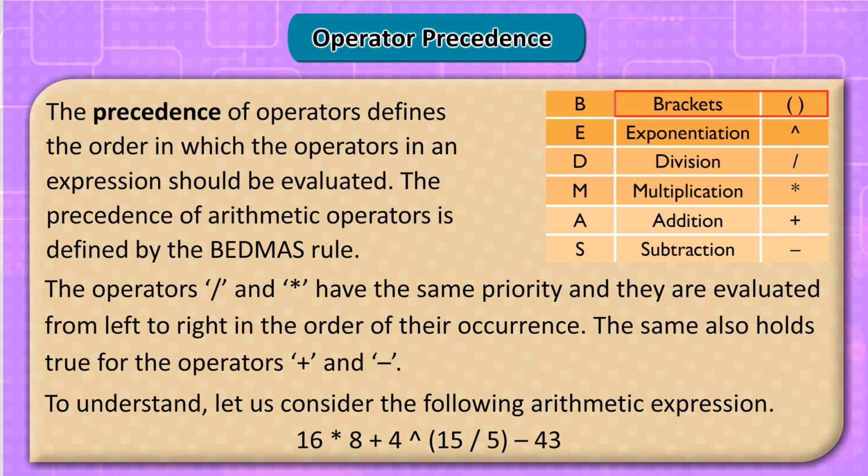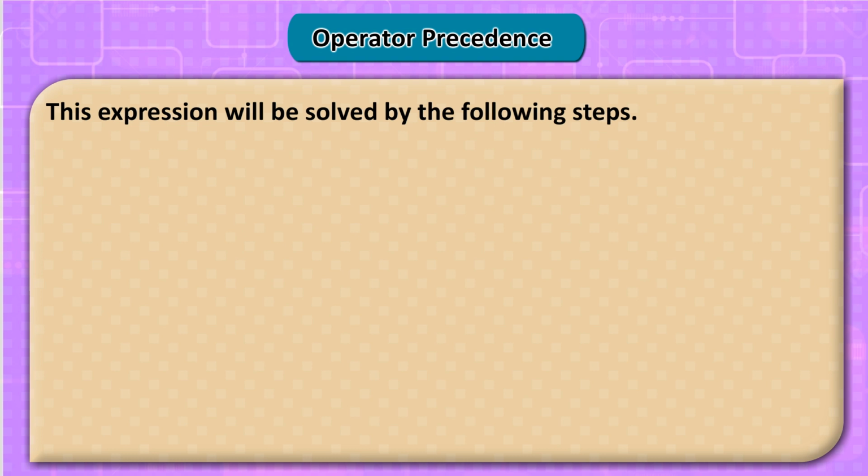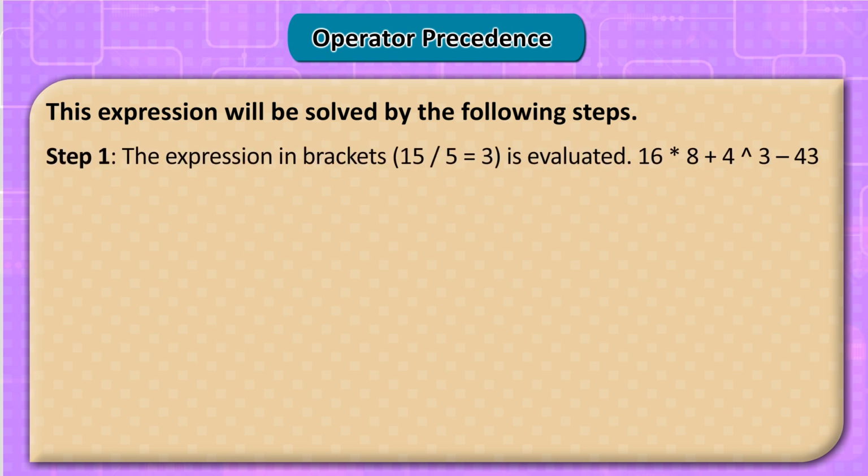B, Brackets. E, Exponentiation. D, Division. M, Multiplication. A, Addition. S, Subtraction. This expression will be solved by the following steps. Step 1. The expression in brackets, 15 divide 5 equals 3, is evaluated. 16 multiply 8 plus 4 exponential 3 subtract 43.